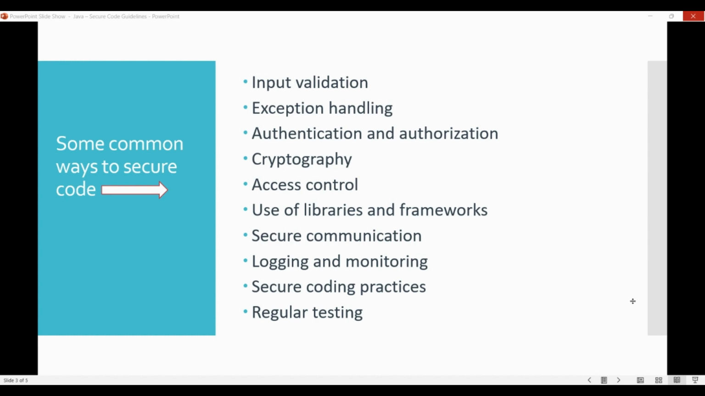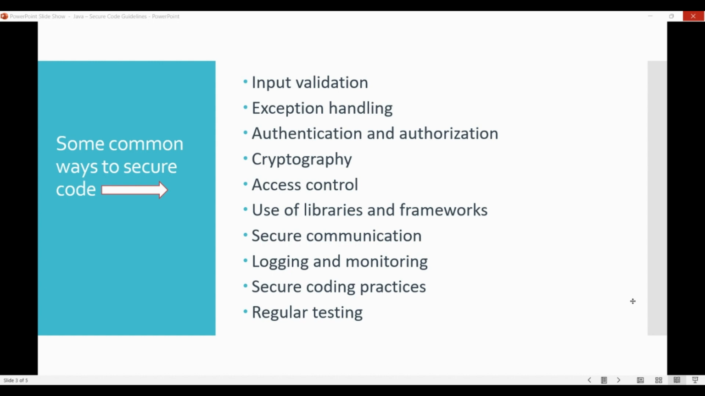Through proper logging and monitoring, implement logging and monitoring to detect and respond to security incidents. By following secure coding practices, follow good practices like avoiding the use of hard coded credentials, avoid using reflection for sensitive information, and not allowing any kind of untested code to execute. And finally, regular testing. Regularly test the code for vulnerabilities using tools like static code analyzers, dynamic code analyzers, penetration testing, fuzz testing, etc.